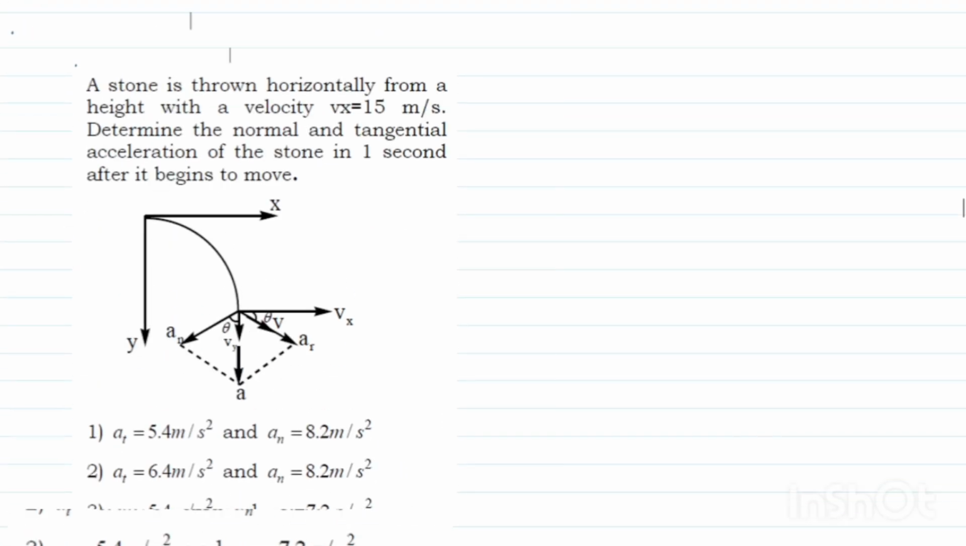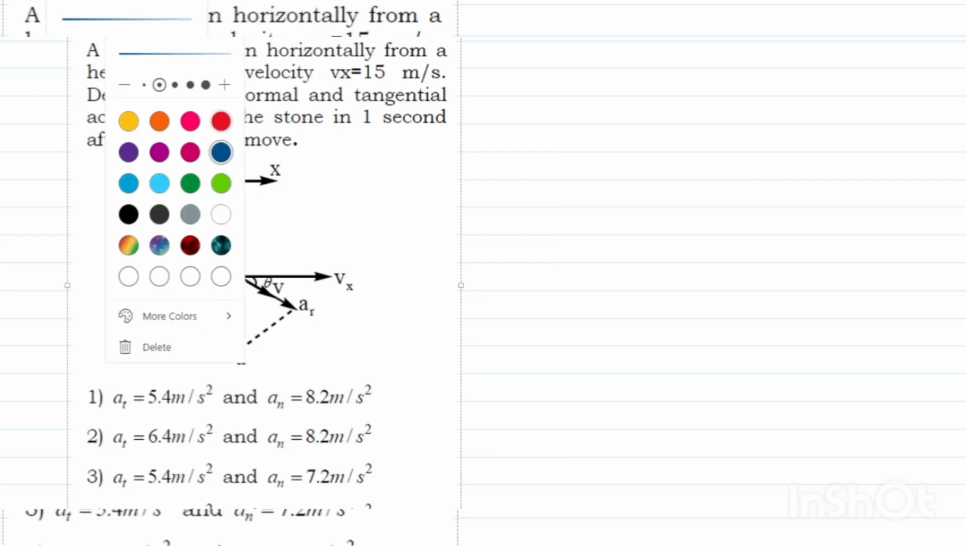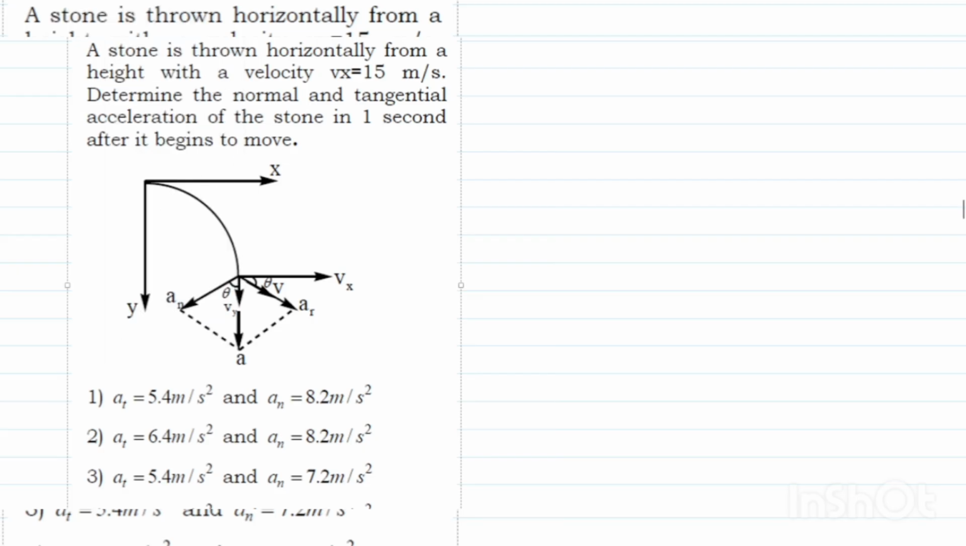So let us see the next question. The next question says a stone is thrown horizontally from a height with a velocity. Initially the velocity is given as Vx along the horizontal direction, Vx is 15 meter per second, along the horizontal direction alone. Then determine the normal and tangential acceleration of the stone 1 second after it begins to move.